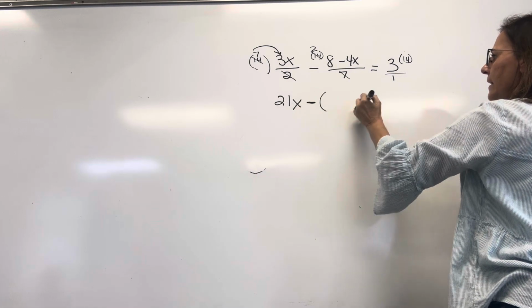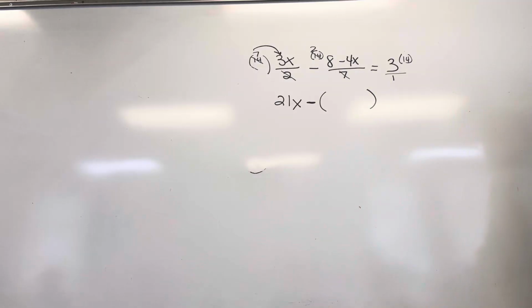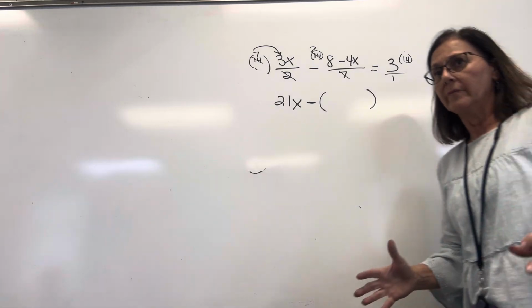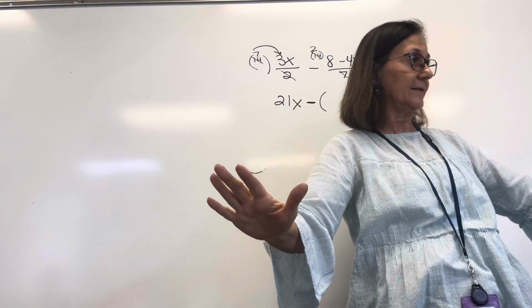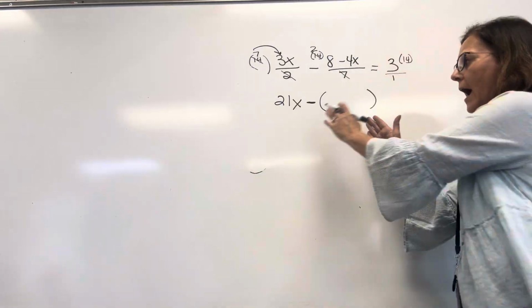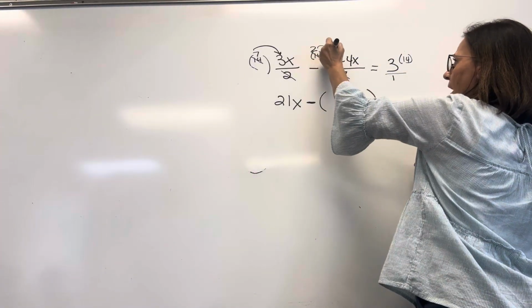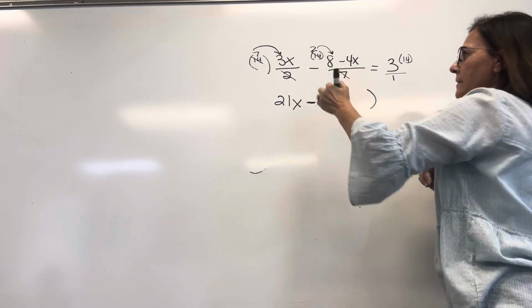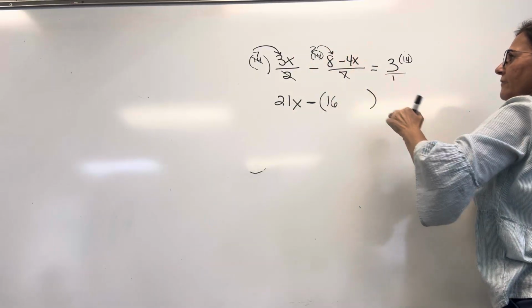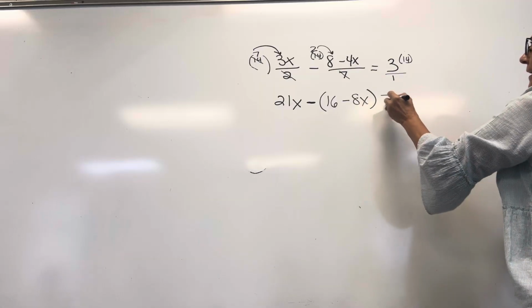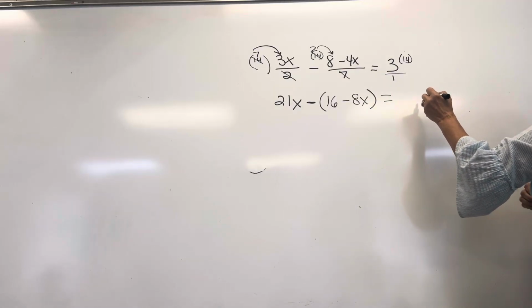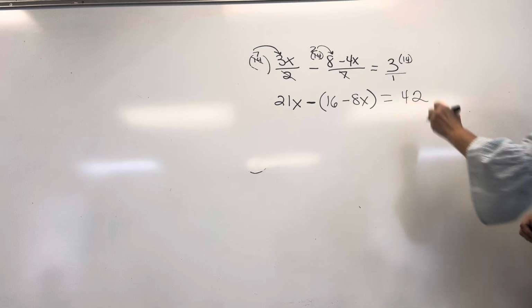This is going to be minus the numerators. So we're going to write, because it's minus that entire term. It's not just minus 8 minus 4x. It is not that. So we're going to do minus both of the terms. 2 times 8 is 16. 2 times negative 4x is negative 8x. Equals, what's 3 times 14? 42.